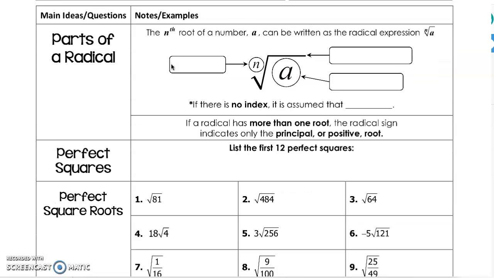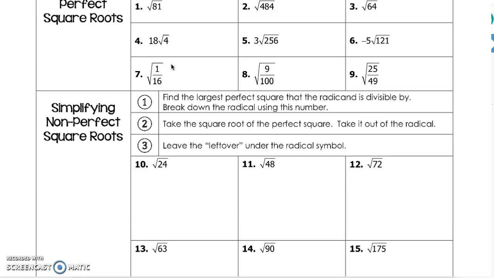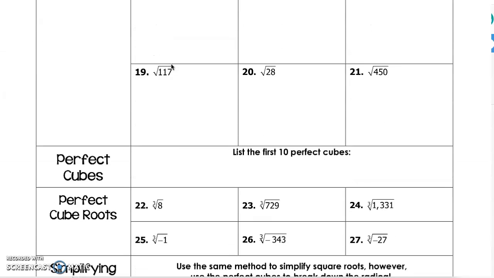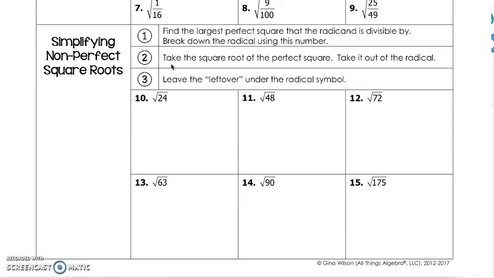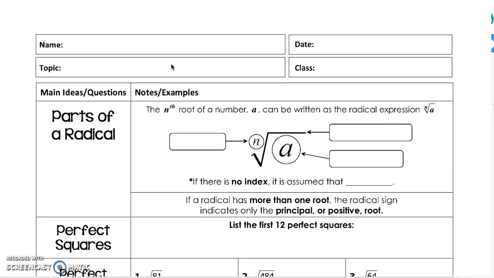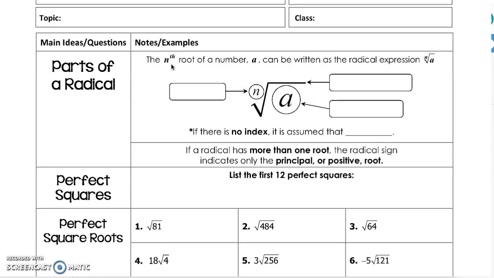This video will cover just the square roots, and then another video will cover the cube roots when we get past number 21. So this will essentially take us from 1 through 21. What we are going to do is talk about radicals, or we usually know them as square roots.